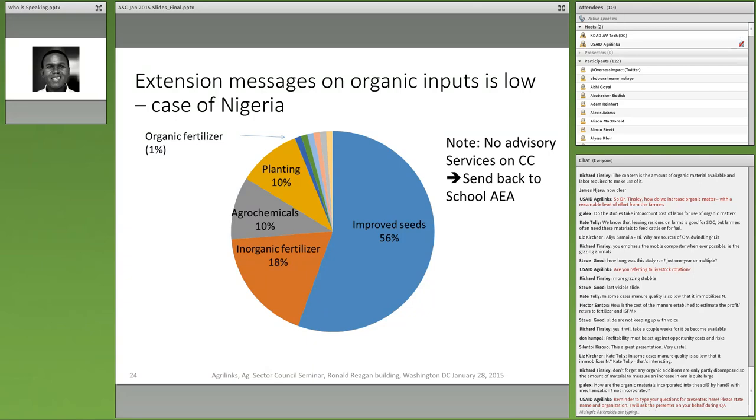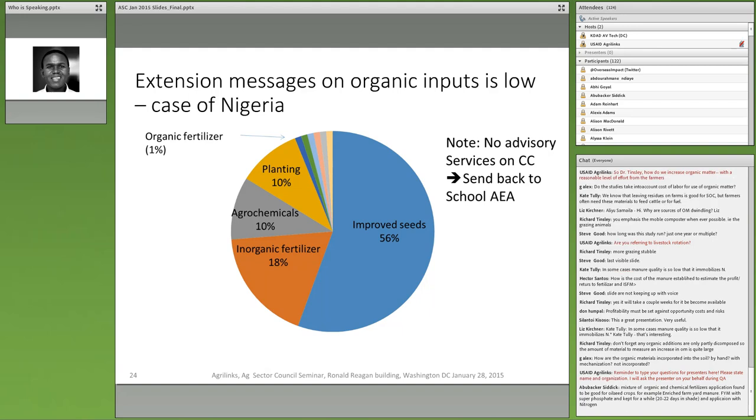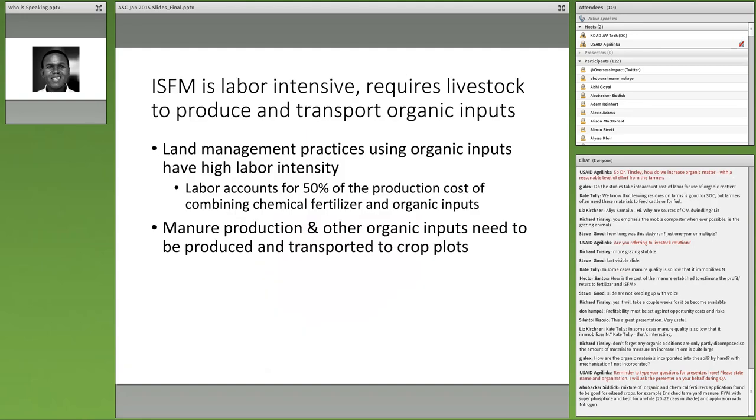A lot of things have changed. Climate change came, but this is a new thing again. Again, they don't know anything about that. Now, the other problem is this. Aside from the extension agents who don't give the knowledge to the farmers, ISFM is also labor intensive.